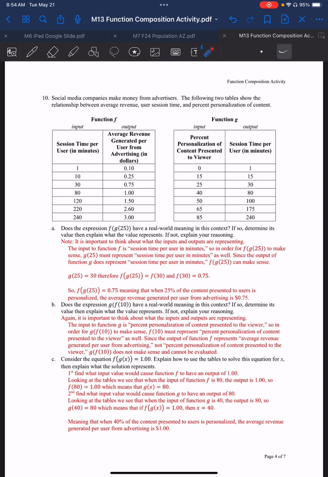If I just go to function G and look at what G at 25 is, I see G at 25 is 30. That means I'm really looking for what F at 30 is, because if G of 25 is 30, then I'm looking for F at 30, and F at 30 is equal to 0.75. But does it make sense? Just because we have the numbers there, it doesn't necessarily make sense. So we have to look and see.